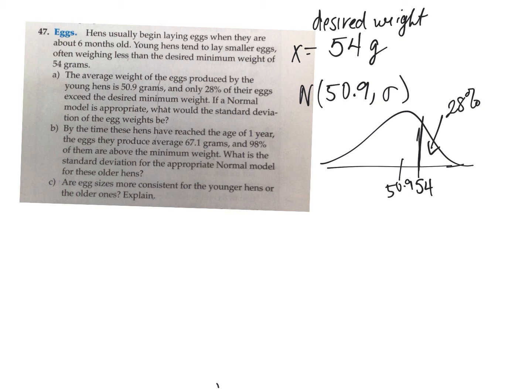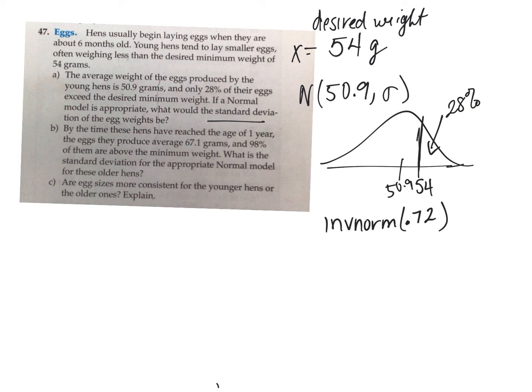So it's saying, what is the standard deviation? So I need to find sigma. So can I find the z-score? Yes, with inverse norm, right? Now, this is a situation where you might use the left or the right side, right? It's 0.28 on the right, but if I'm doing left, it's what? 0.72. I have to subtract it from 1 if I want the left.